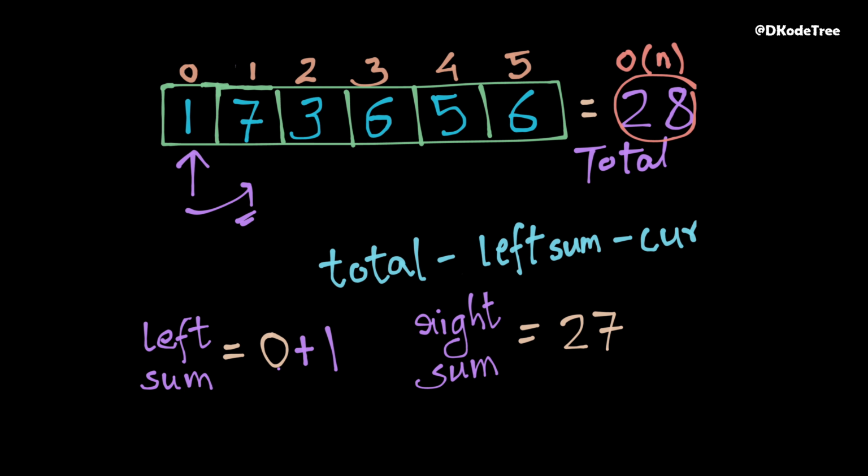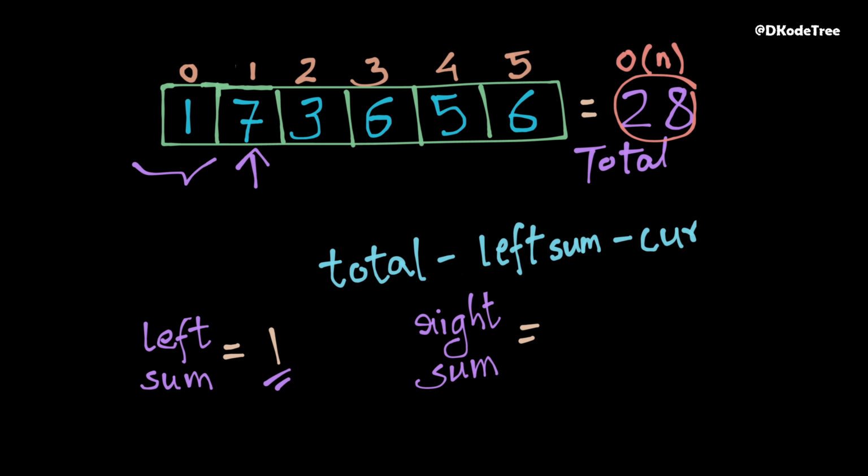So that will come to 0 plus 1, which is equal to 1. Now we are at index 1 and our left sum is already updated. Now we will calculate our right sum, which this time is total, that is 28, minus the left sum minus the current element. So 28 minus 1 minus 7, which comes down to 20. Now again the left sum and right sum do not match. So 1 is also not the pivot index.